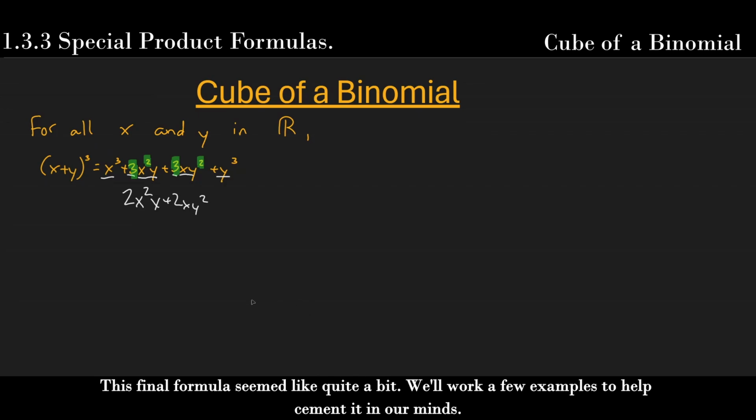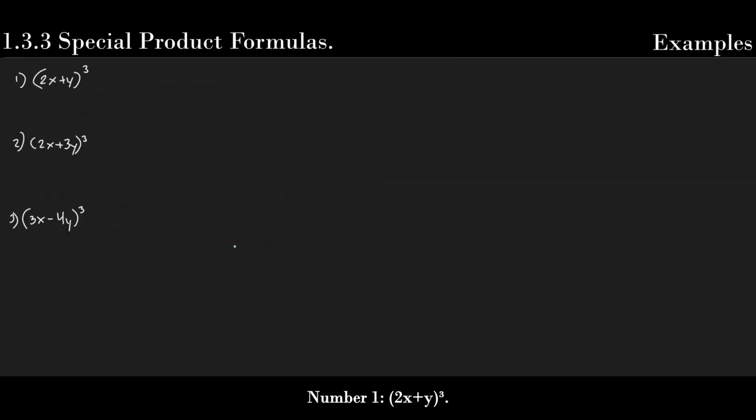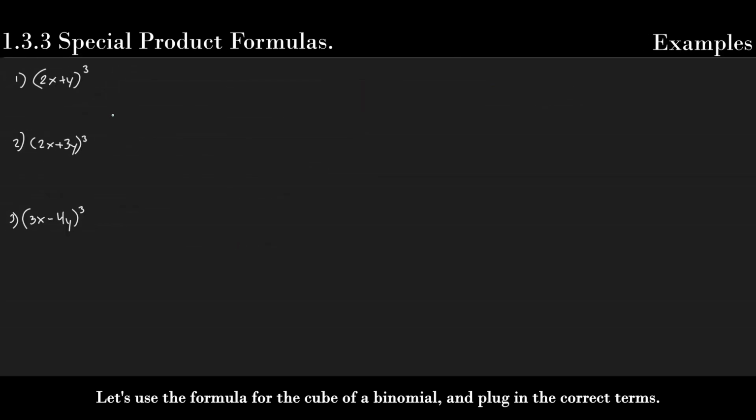This final formula seemed like quite a bit. We'll work a few examples to help cement it in our minds. Number 1, (2x + y)^3. Let's use the formula for the cube of a binomial and plug in the correct terms.